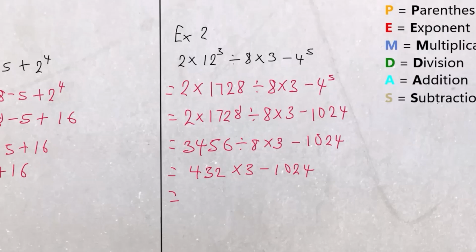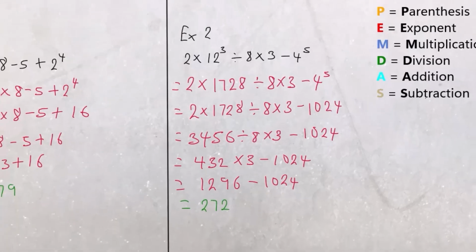432 times 3 will give us this. Bring down the other one. Then when we subtract 1296 from 1024, we get this as our final answer.